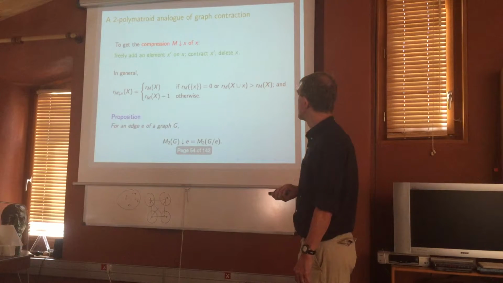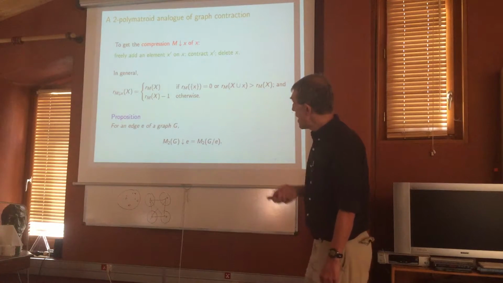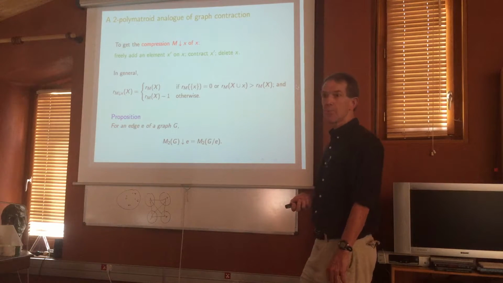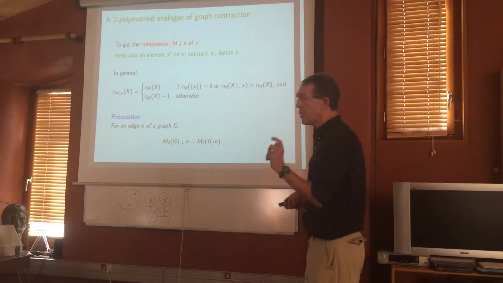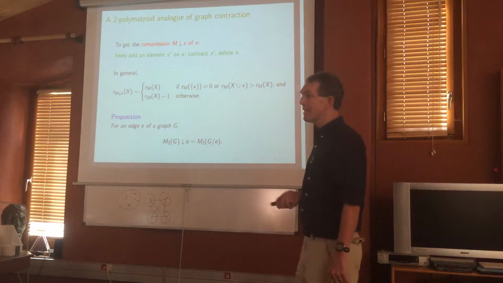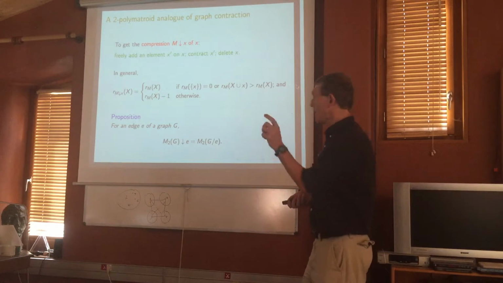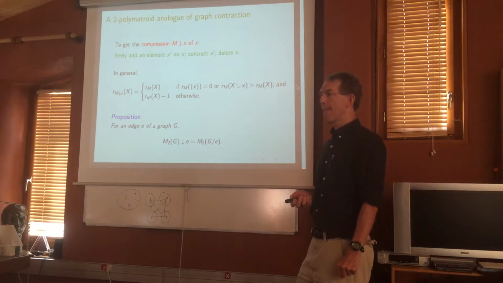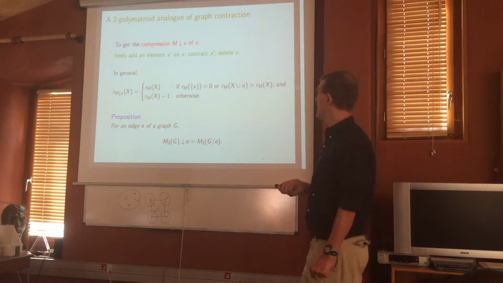Okay. And indeed, it is an analogue of contraction in the graph. If you look at the Boolean two-polymatroid coming from a graph, compress the edge, it's exactly the same as contracting the edge in the graph and taking the Boolean two-polymatroid afterwards. Okay.